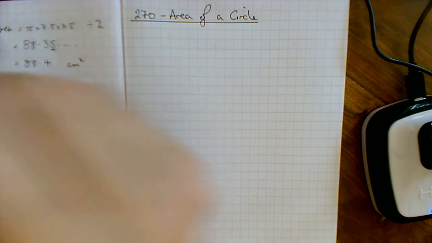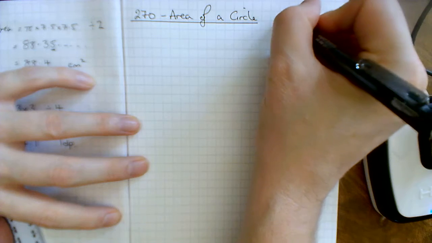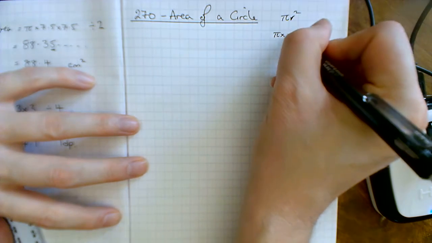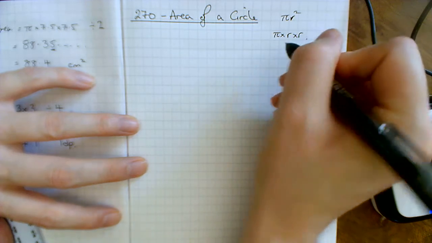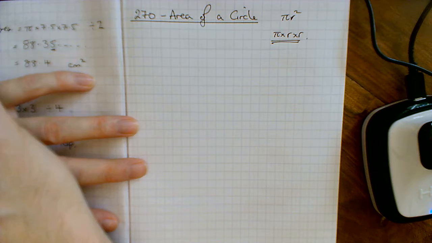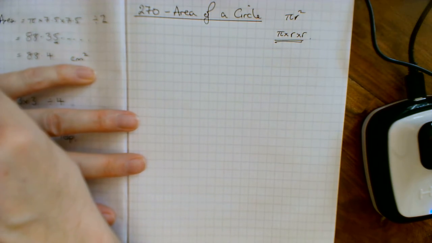We've got area of a circle. The only thing I have to remember is pi r squared, which is just pi times radius squared. Radius being halfway across the circle. So that's the formula I'm going to use throughout this. I'm going to give answers to one decimal place, and I'm going to use the calculator.